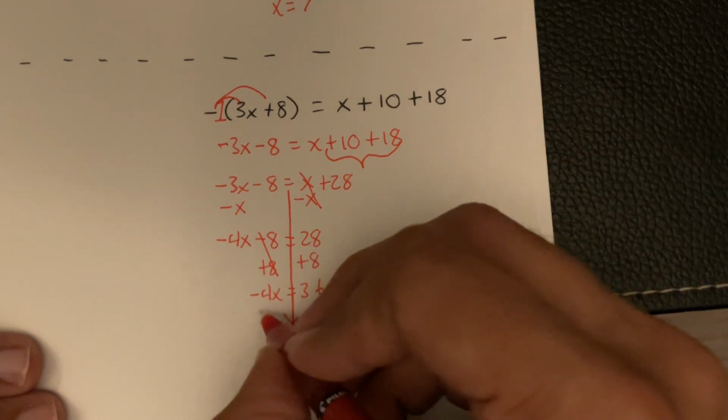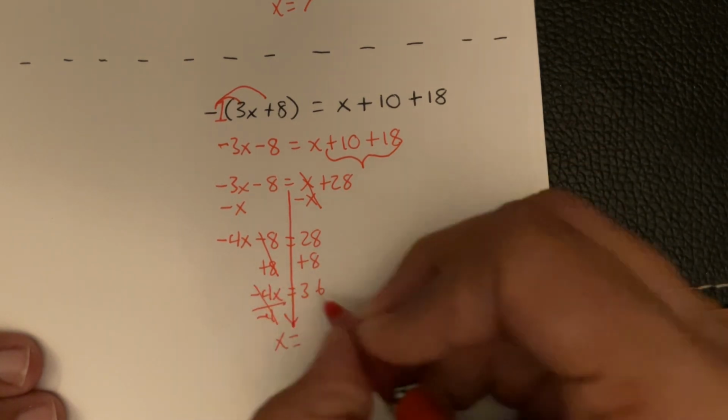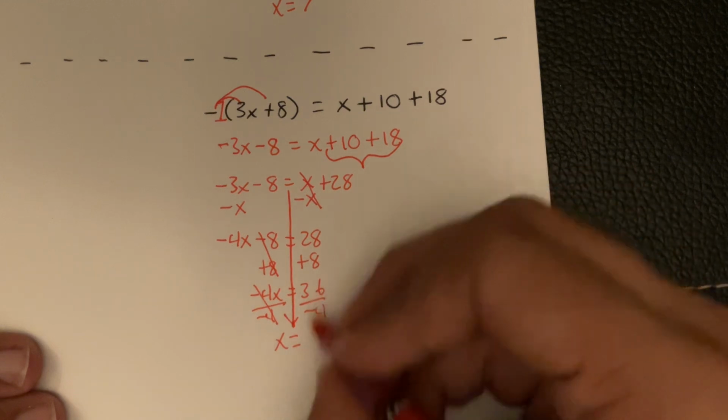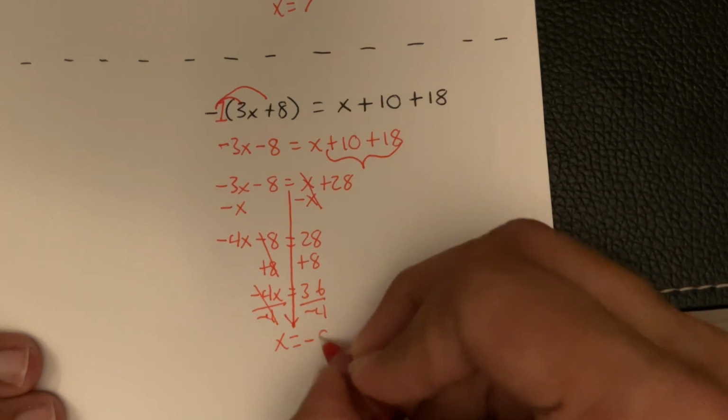The last step is going to be dividing by negative 4. Gone. Divide by negative 4. My answer is negative 9.